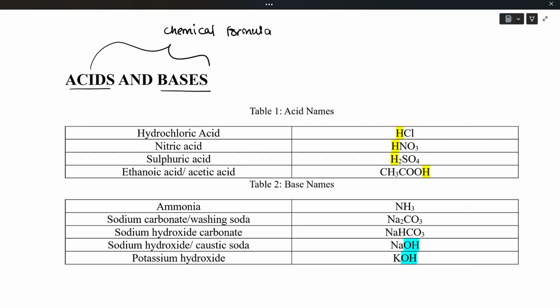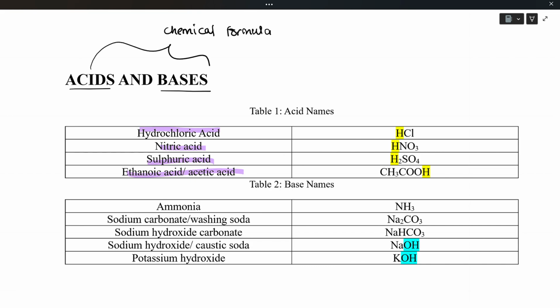So if you look at the acid names, we can start off with hydrochloric acid, and then obviously we've got nitric, sulfuric, ethanoic, which also is called acetic. So just be aware, whenever there's a slash here, it means that this is another word to describe it. So just know that washing soda is the same thing as sodium carbonate. Okay, just a note there.